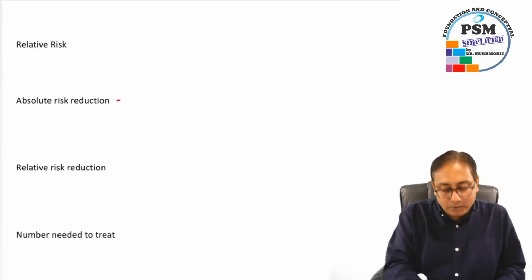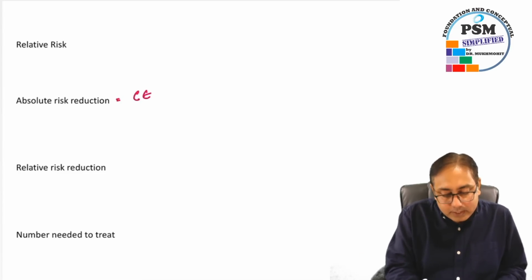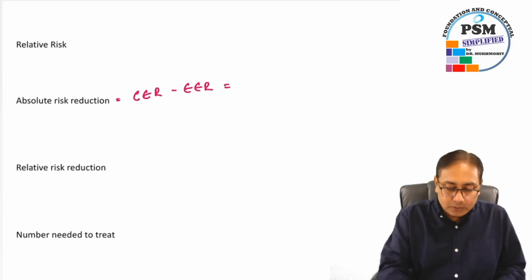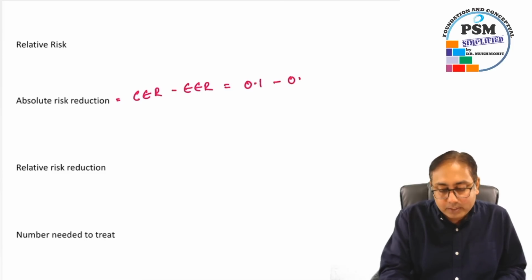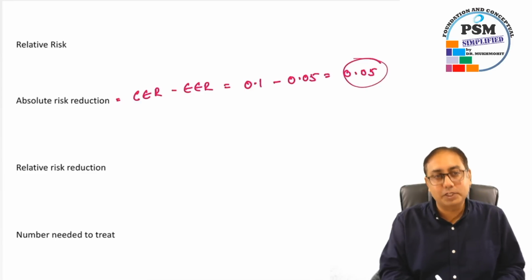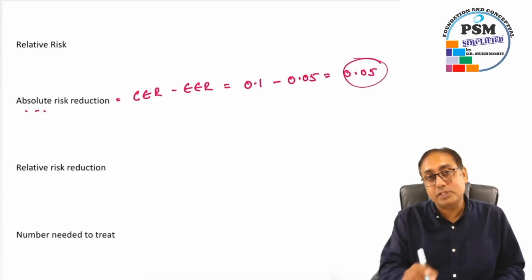How do you calculate the absolute risk reduction? It is simple. That is CER, control event rate, minus the experimental event rate. So very simple, it is 0.1 minus 0.05. Answer is 0.05. So this is very important to calculate absolute risk reduction. Please note, it is not the relative risk reduction.